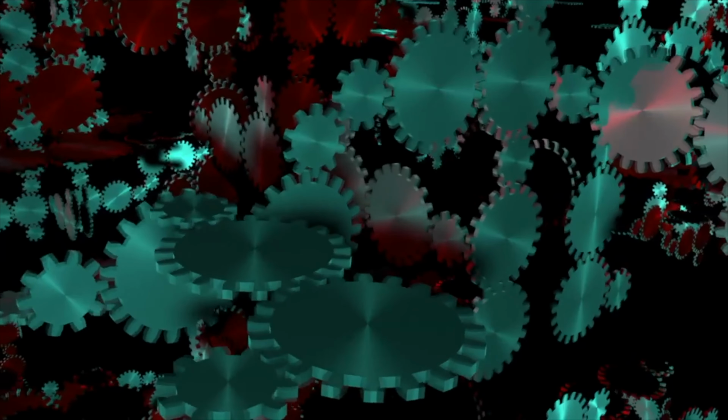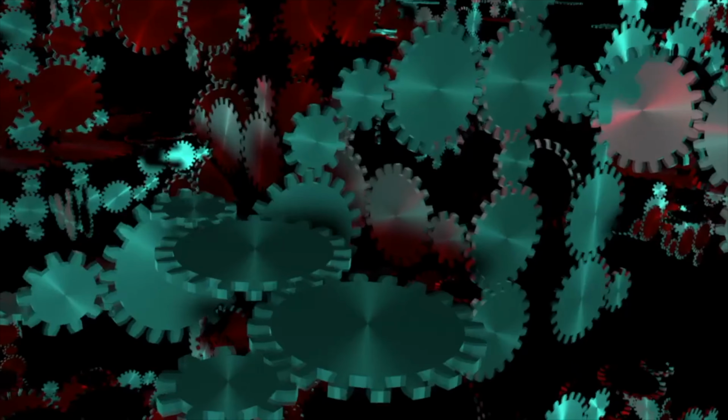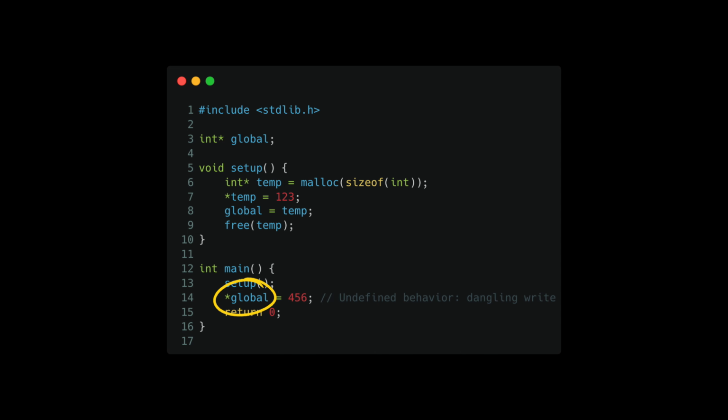But the problem is that this compiles and it runs, and it might even appear to work, but it is corrupting the memory. The memory pointed to by global is no longer owned by you. The OS or allocator might have handed it to someone else already.